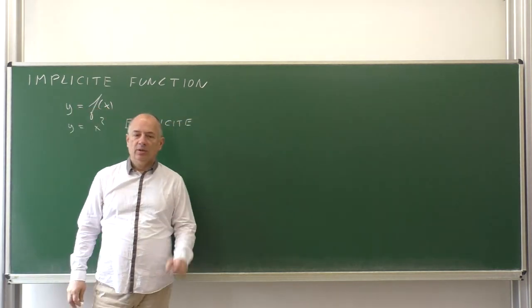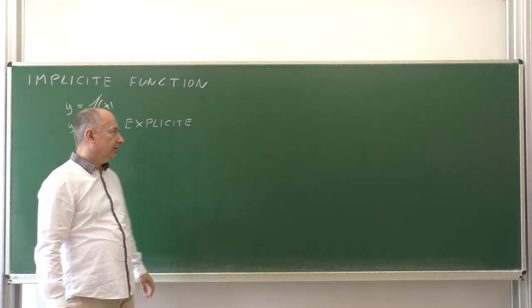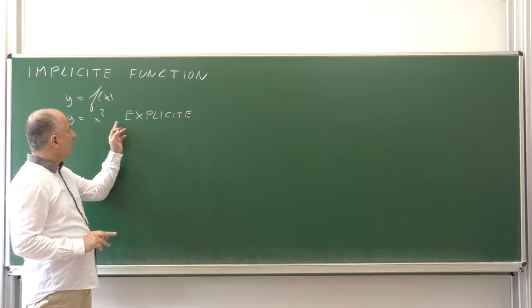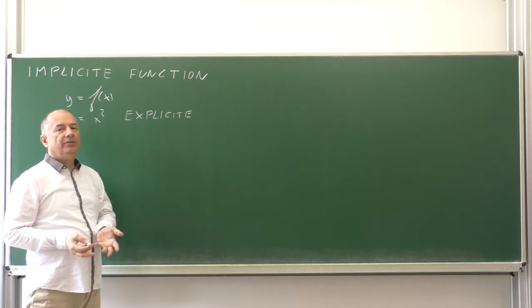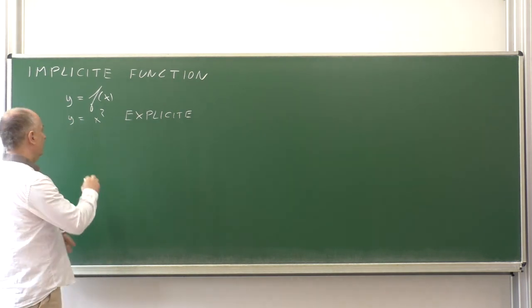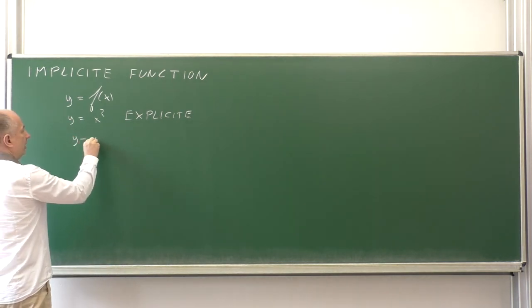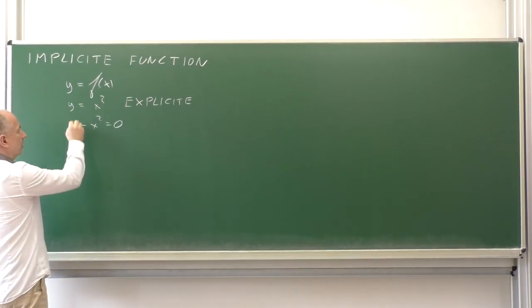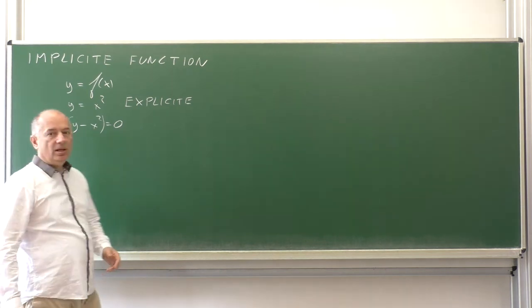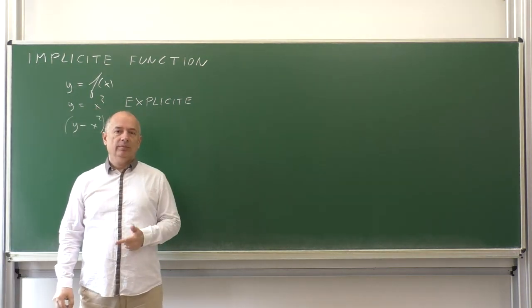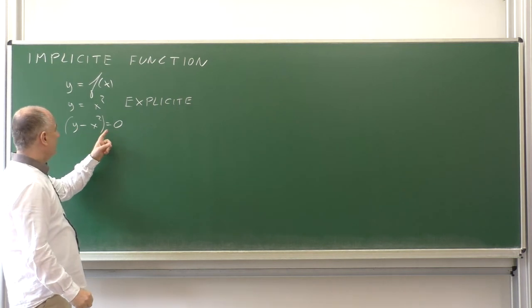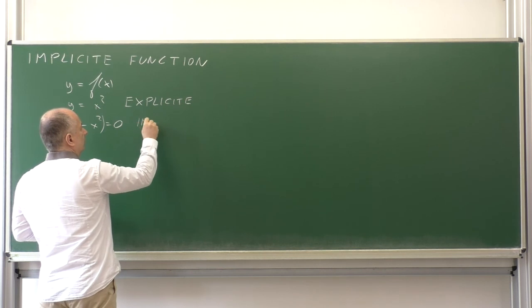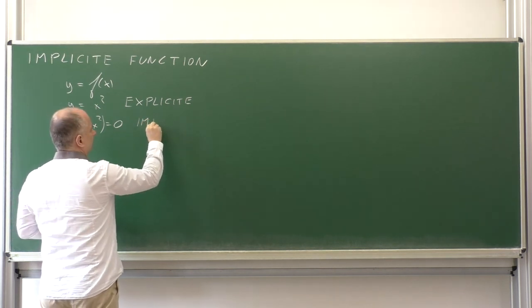However, sometimes the situation is more complicated. We can always transform this explicit definition of the function into the implicit one. We can say that y minus x squared is 0. And now we have some expression on the left containing both x and y and the condition that this expression should be equal to 0. And this is called the implicit way of giving the function.